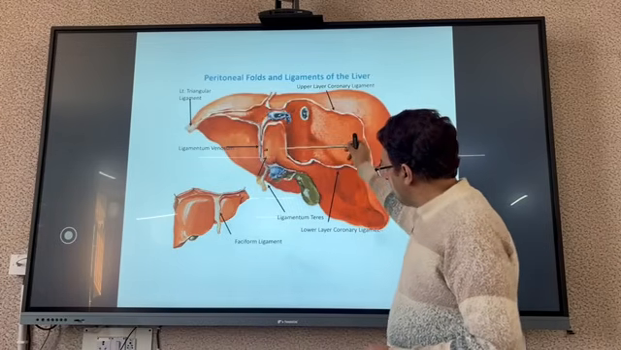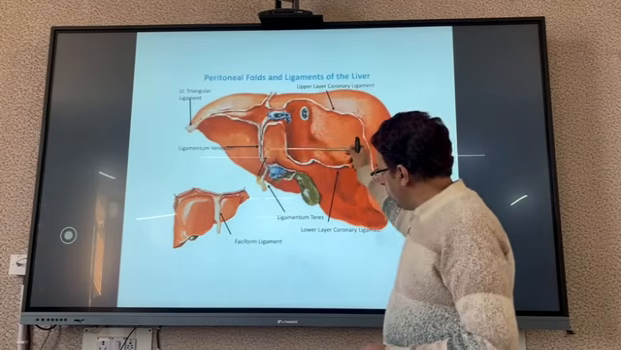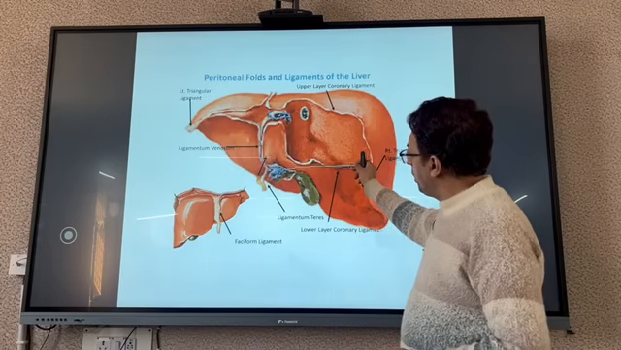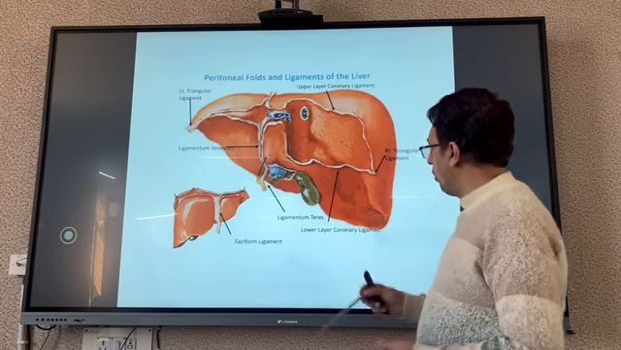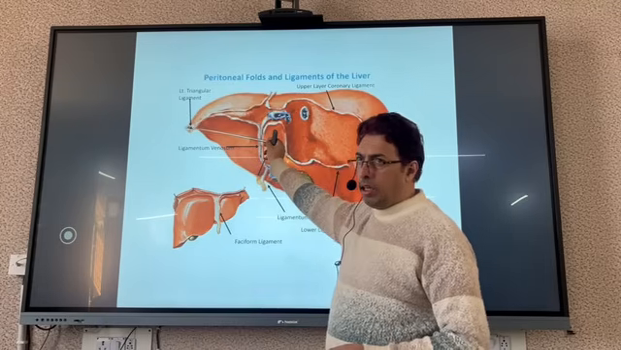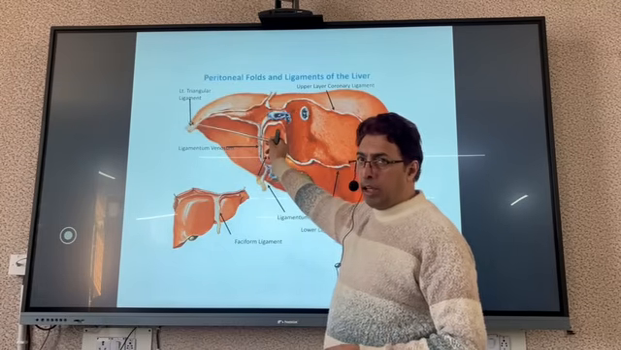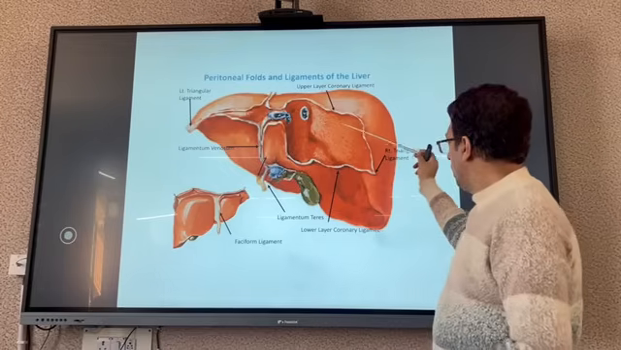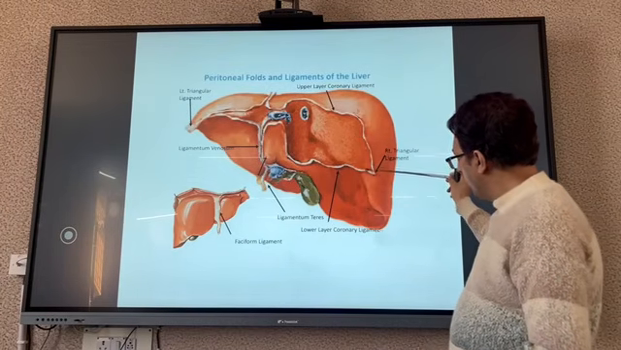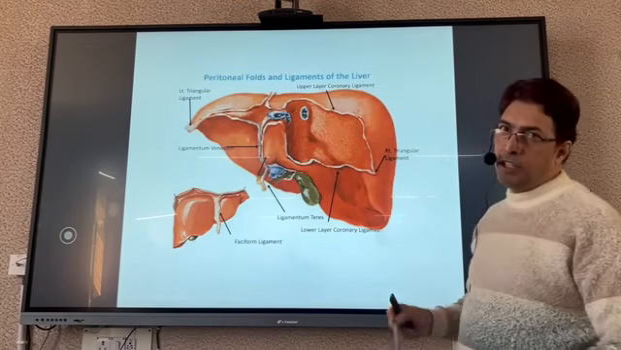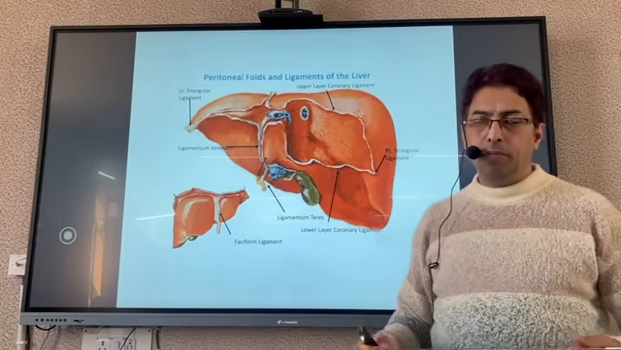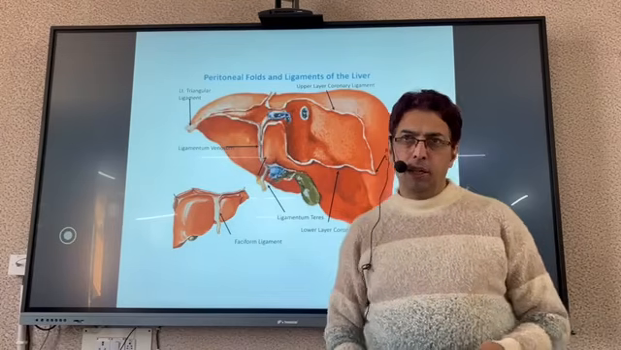Okay, so this is the ligamentum venosum, which is present on the posterior surface. And the ligamentum teres is also seen as a projection over here. Now, this is what I was mentioning, the left triangular ligament. This is the upper layer of the coronary ligament, and this is the point which is the right triangular ligament.